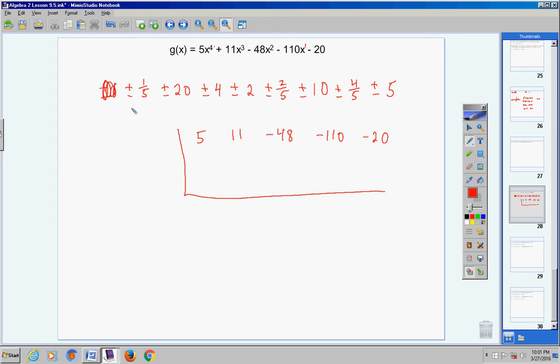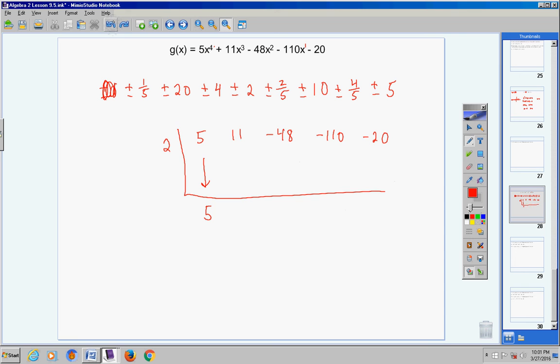Gone. What's the next smallest number I have? 2. Let's try a positive 2. 2 times 5, 10. Combine, 21. 2 times 21, 42. Combine, negative 6. 2 times negative 6, negative 12. Combine, negative 122. Obviously, we're not going to get 0. 2 times this is negative 244, so we're not going to get a 0. So 2 does not work.